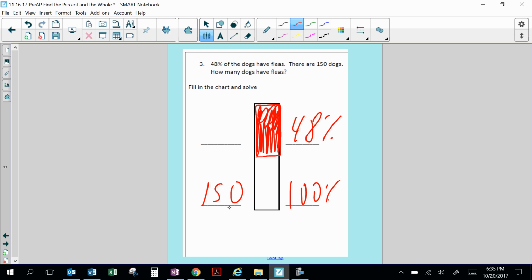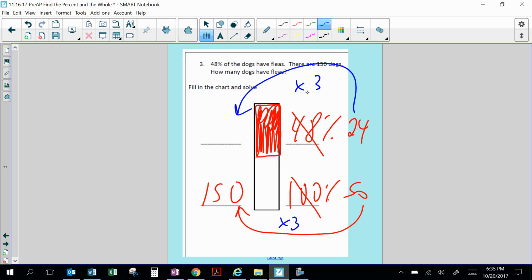So can 100 go into 150? It cannot. Well, it can. I mean, you could say times 1.5, but I don't want to work with decimals. I want to make it easier myself. Let's simplify this to 24 and 50. I divide both numbers by 2. Now, what's the relationship between 50 to 150? Times 3. 24 times 3 is 72.